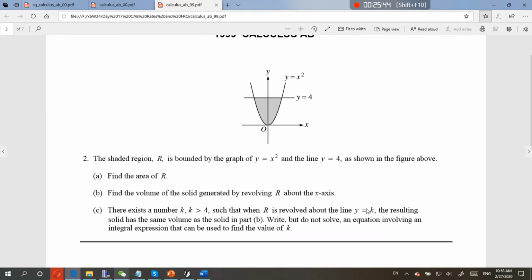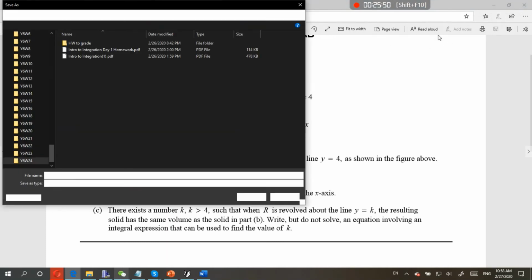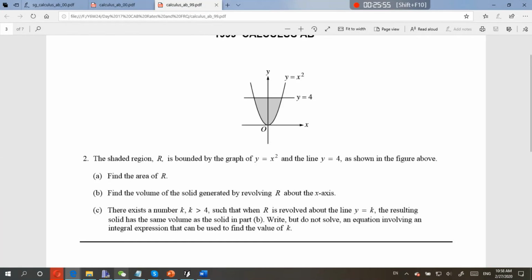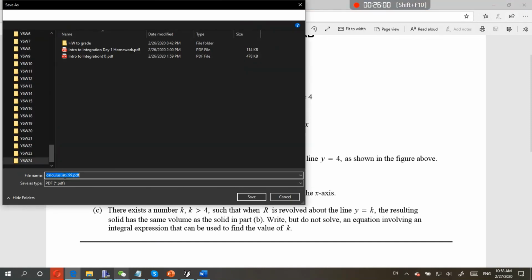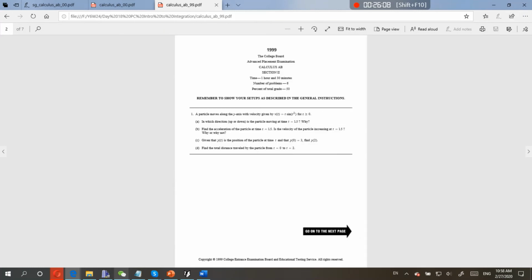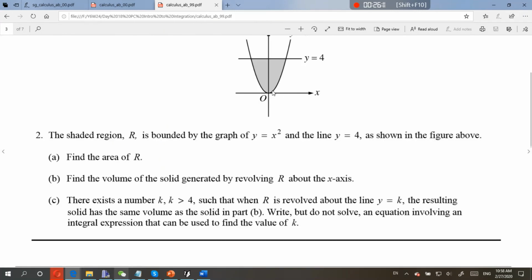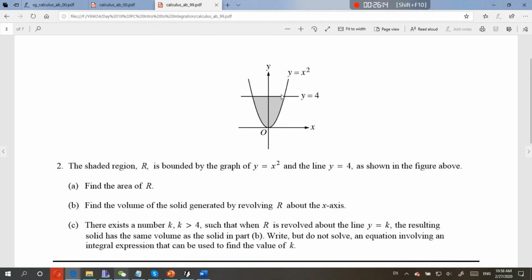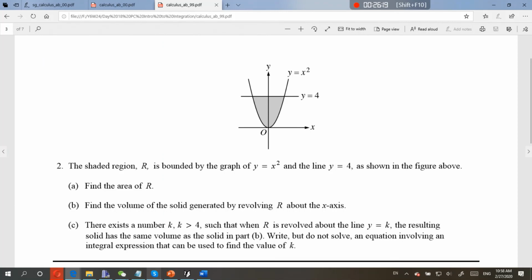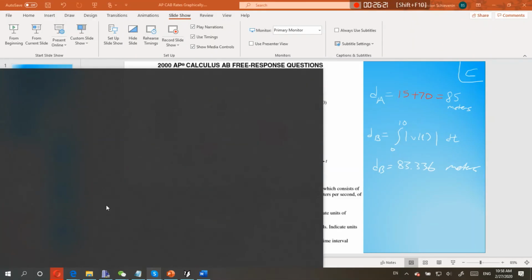Can I edit this so I can write? No. That still doesn't let me write. I have to take a screenshot and write on top of the screenshot, I think. Let's just paste it into the slide.